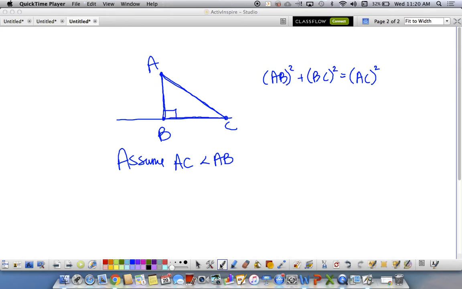This contradicts what we were given. This contradicts what we have just said. Therefore, AB must be the shortest side. Okay? I still think the book uses too many words, and they don't give enough examples.